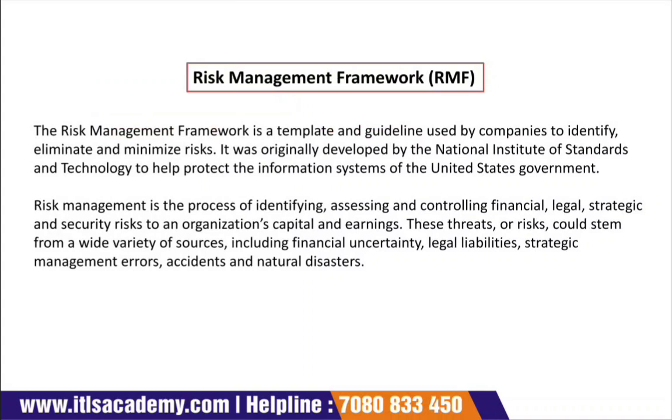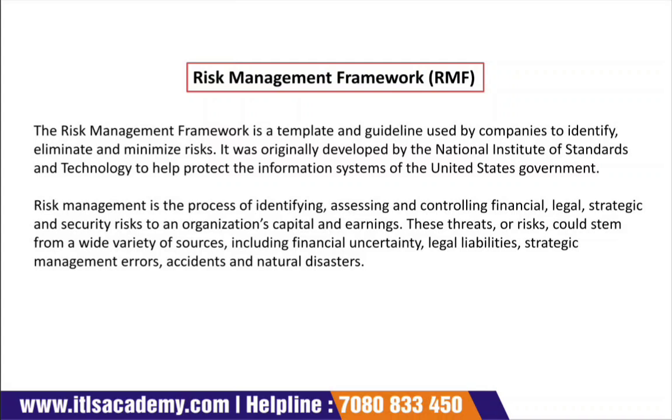In the introduction part, I told you that food manufacturer companies have a dual function to perform. First, they have to work for their businesses, and secondly they have to work for the customers. If a company is working on both parameters, it is a very tough job, because in this way the companies have to identify the risk, or you can say the hazards, then eliminate those hazards. After eliminating the hazards, the company has to minimize those risks. It was originally developed by the National Institute of Standards and Technology to help protect the information systems of the US state government.